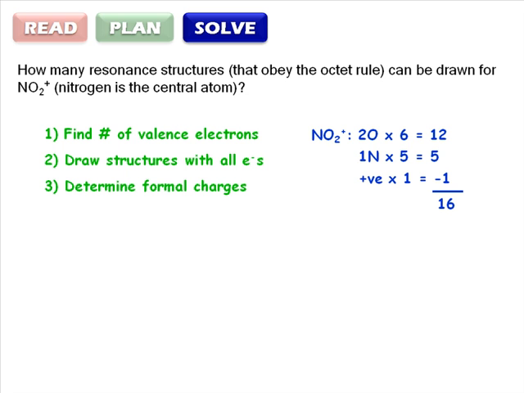To draw a resonance structure, connect each oxygen atom to the nitrogen. That uses up 4 of the valence electrons. Then place the remaining 12 electrons so that each atom gets an octet.